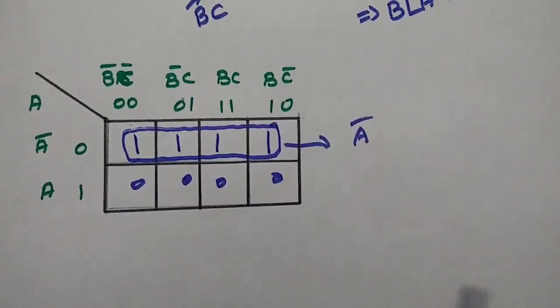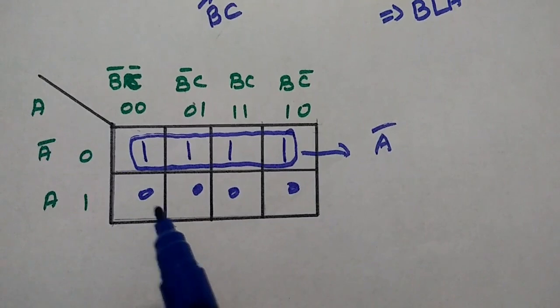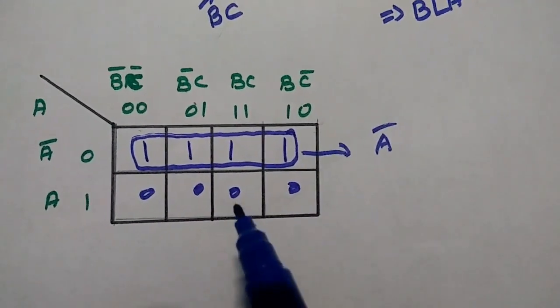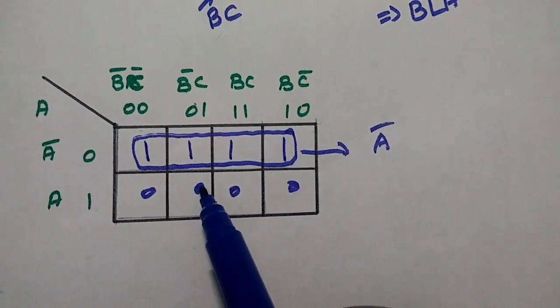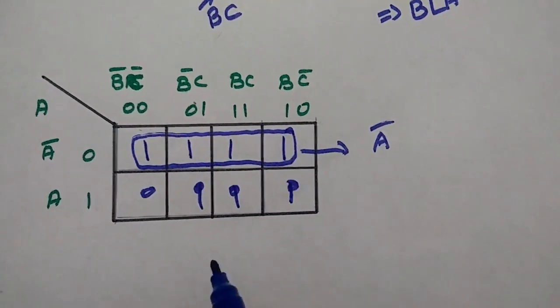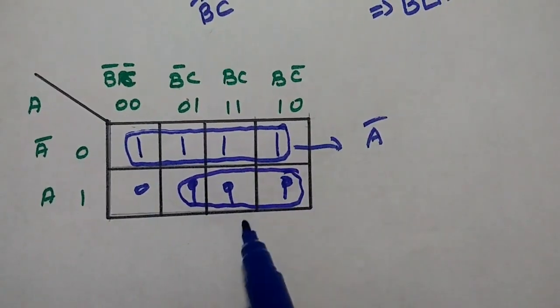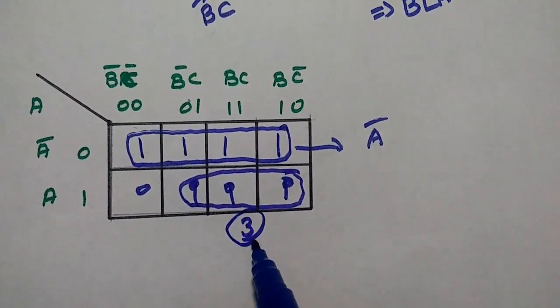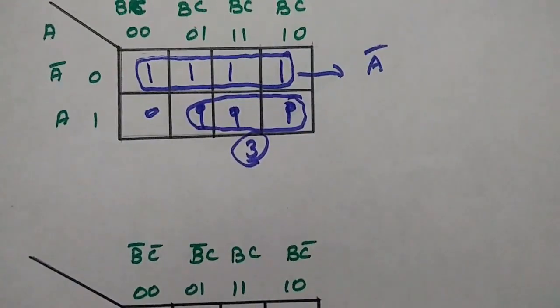One more thing. As I told you, we cannot make a diagonal grouping. Likewise, we cannot make a group of an odd number of ones. For example, if there are 1 1 1, I shouldn't group these 3 ones because it is an odd number of ones. We have to make a group only with an even number of ones.